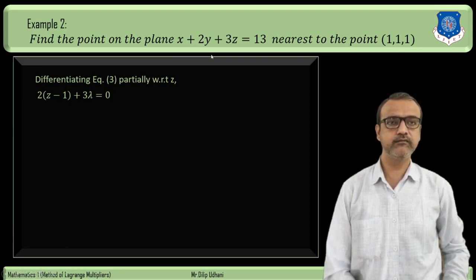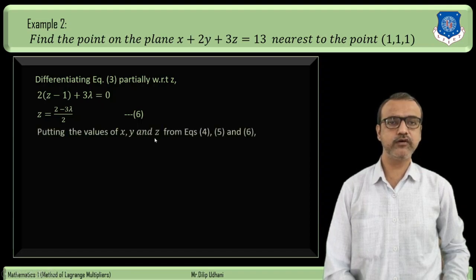Then 3 will be as it is, and the derivative of x and 2y will be 0. 3 will be as it is, the derivative of z is 1, so 3 into 1, the answer is 3, so it will become 3 lambda, and then the derivative of minus 13 is 0. Now from this equation we will find out the value of z, and the value of z is 2 minus 3 lambda by 2.